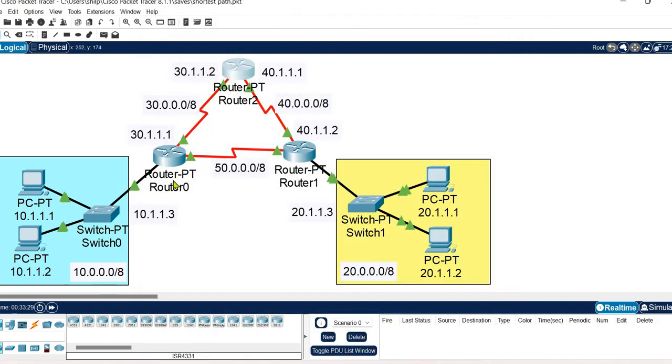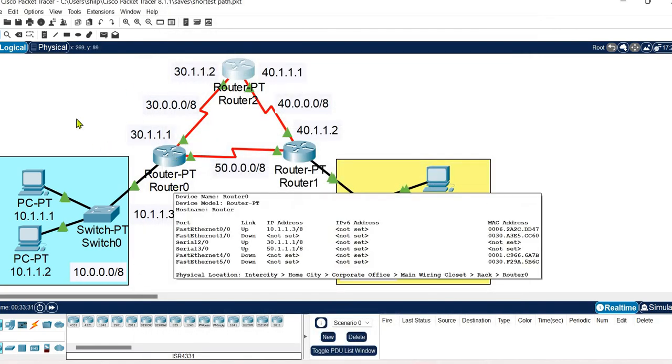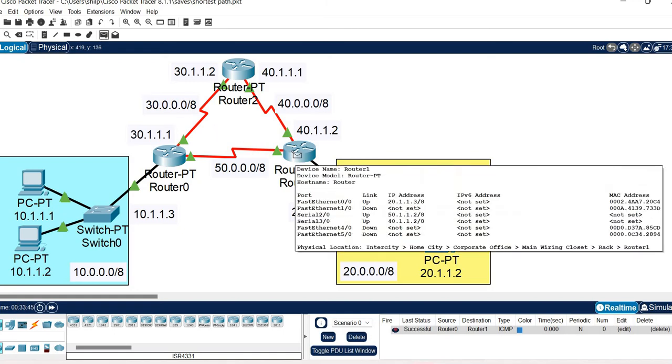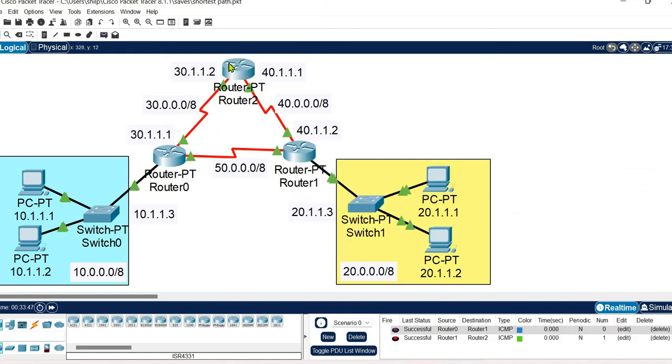After this, let's check whether the routers are configured properly for the neighboring routers or not. Let's try sending something from router 0 to router 1, and we got the success. And from router 1 to router 2, from router 2 to router 0. So we got the success. That means routers are successfully configured for their neighboring routers.